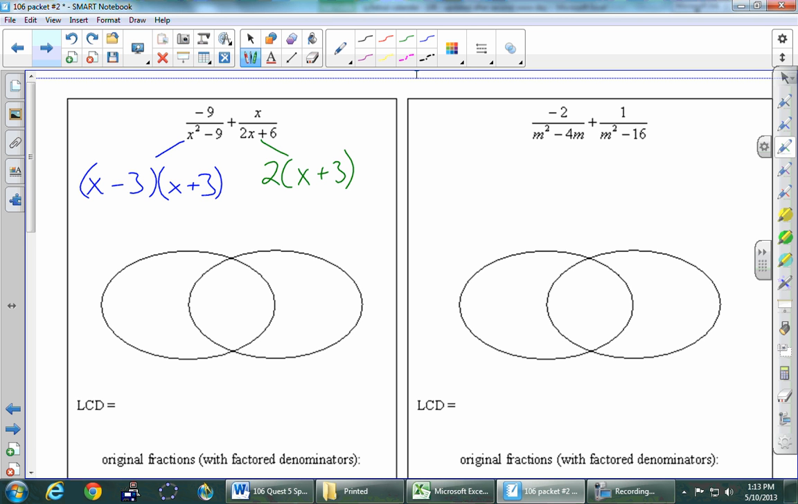Okay, I'm looking for the stuff that goes in the middle. X plus 3. I'm going to keep it in parentheses. On the far left, what goes in that blank space? X minus 3. I'll keep that in parentheses. And the far right is a 2. I'll put it in parentheses just for good measure.